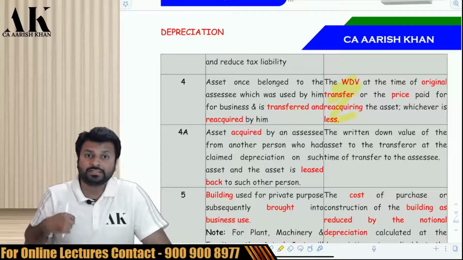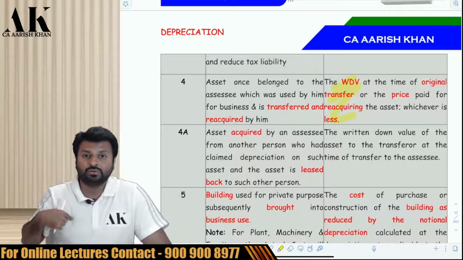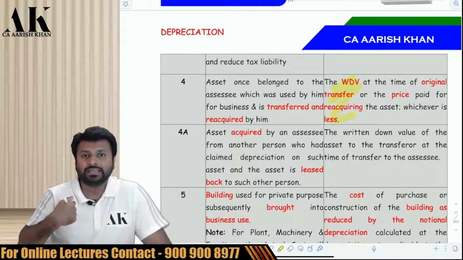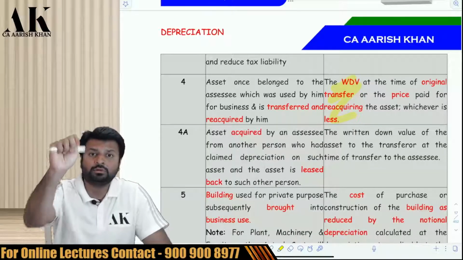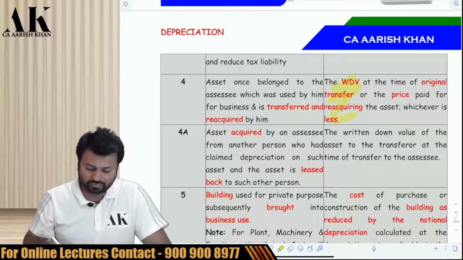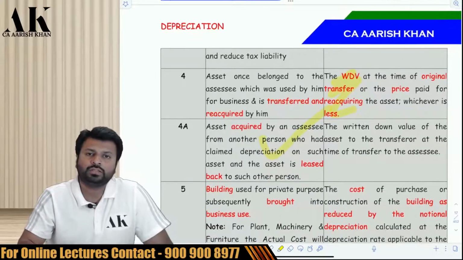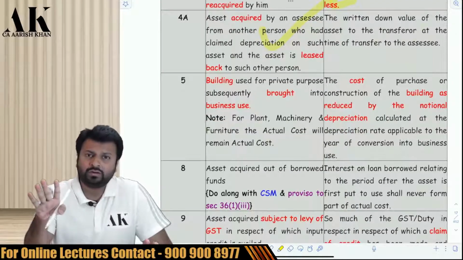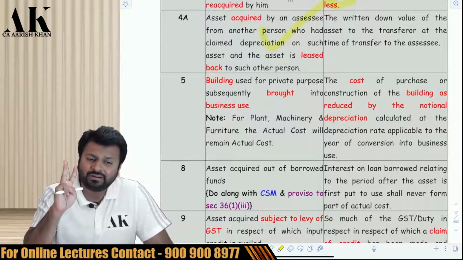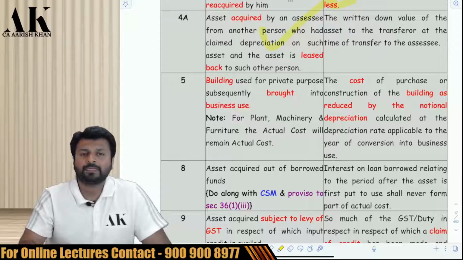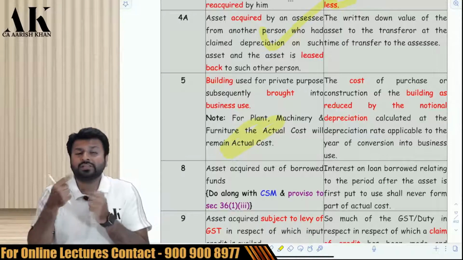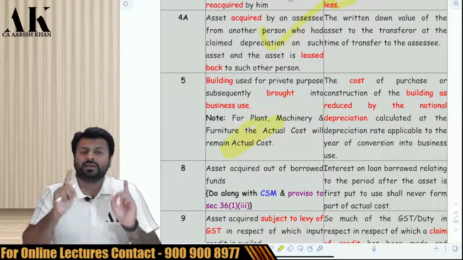So if I am purchasing an asset from you on which you have claimed depreciation, and I have purchased it from you and am leasing it back to you, what is the sense of that? In that case, my actual cost will not be the price paid, but the WDV in your hands. That means 70,000 will become my actual cost as per explanation 4A, section 43(1). Next, if I'm not doing business right now and I have personal plant and machinery or personal furniture, and I bring that into business, then my actual cost will remain the actual cost.